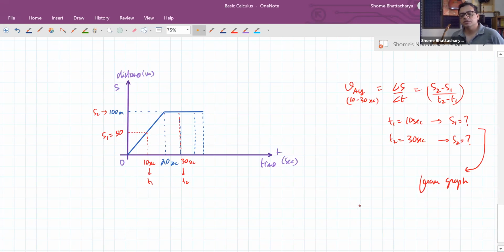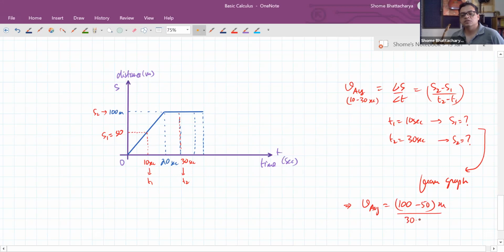So I will now substitute from the graph, and we will get the average speed as 100 minus 50, the distance covered, divided by the time interval of 30 minus 10, that is 20 seconds. So you can see it will come out to be 2.5 meters per second. This will become my average speed for the interval 10 to 30 seconds.